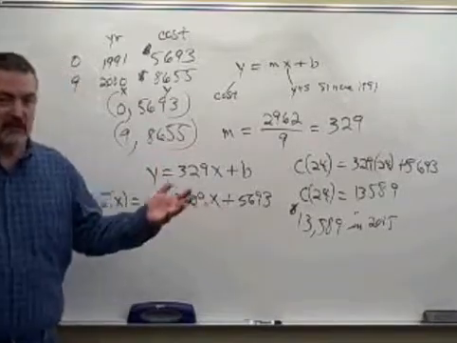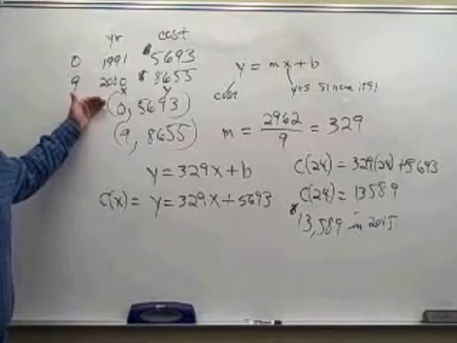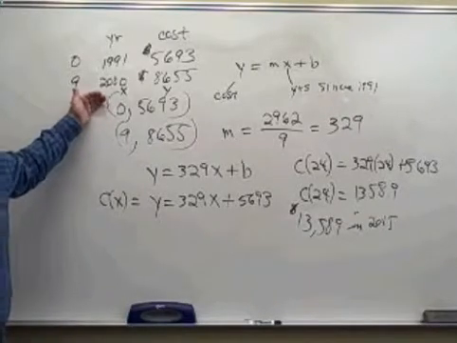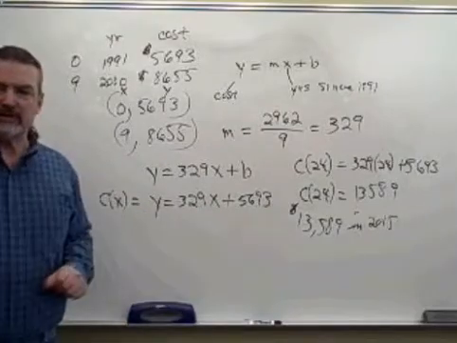So in this instance, we took those 2 points, found our slope. One of the points happened to be the y-intercept, so we took that value for our b value, and we were able to produce our linear function.